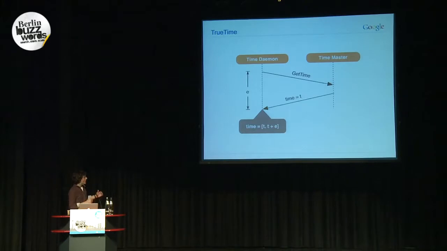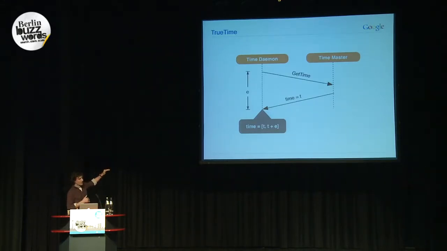So a simplified version of this process to figure out what time it might be. Let's say you just had one time master you're talking to. You read what time it is on the local machine in terms of, say, the TSC. There's a little CPU counter in each CPU. And then you send a get time RPC to the time master, and it comes back and says time is T.